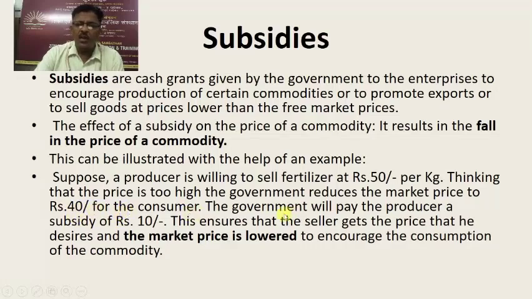So the seller has to take rupees 10, means the government will pay the producer a subsidy of rupees 10. This is called the subsidy to the seller. This ensures that the seller gets the price that he desires. Seller was desiring rupees 50, so consumer is paying rupees 40 and government is giving 10. So seller gets the price that he desires and the market price is lower to encourage the consumption of the commodity. Why is the subsidy given to the seller?